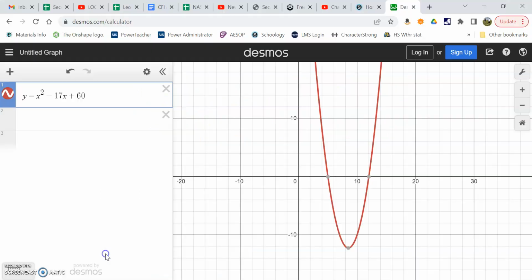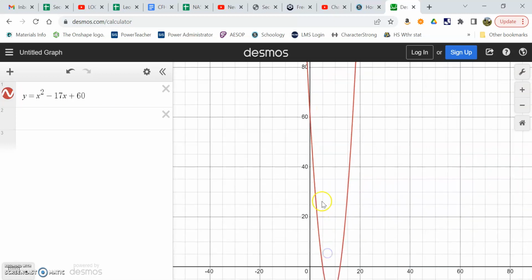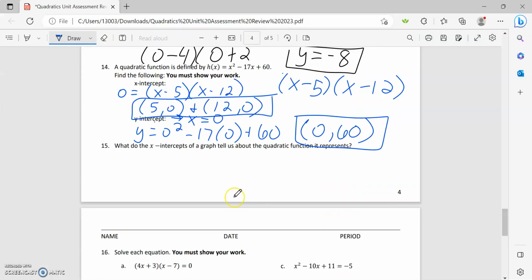Again, graphically, we can go back and check. So (5, 0) and (12, 0) were my intercepts. And if I really stretch this thing out, I can go here and maybe see, yep, (0, 60). Let's check, does that match? Yep, (0, 60) was my y-intercept. So, there you have it.